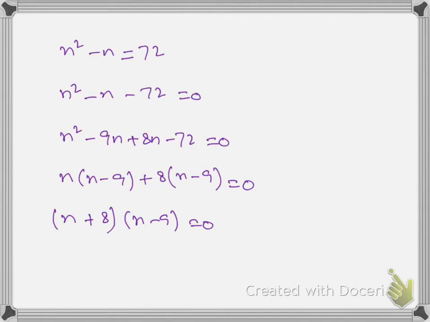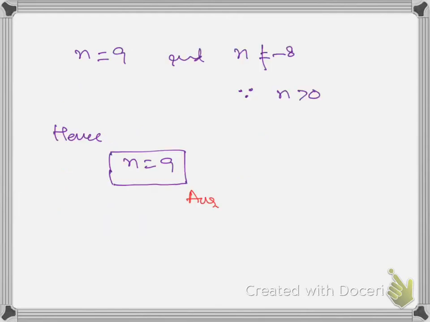Then after simplification you will get this quadratic equation. Break the middle term and get the two values of n. Make sure n should be positive, because n is a positive integer. So ignore this negative value and take this answer. This is the way to solve these type of questions.